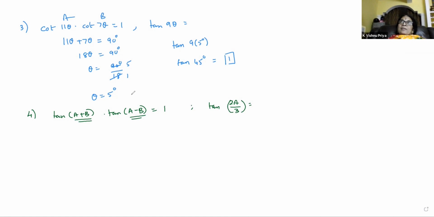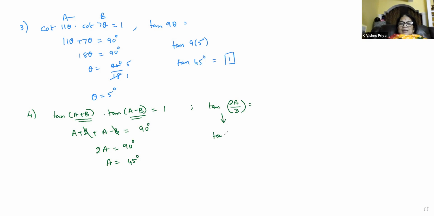As per the formula I gave you, when you add A plus B and A minus B, you must get 90 degrees. B and minus B will cancel. So 2A equal to 90 degrees. And then A will be 45 degrees. Once you got A, it will help you in finding tan 2A by 3.